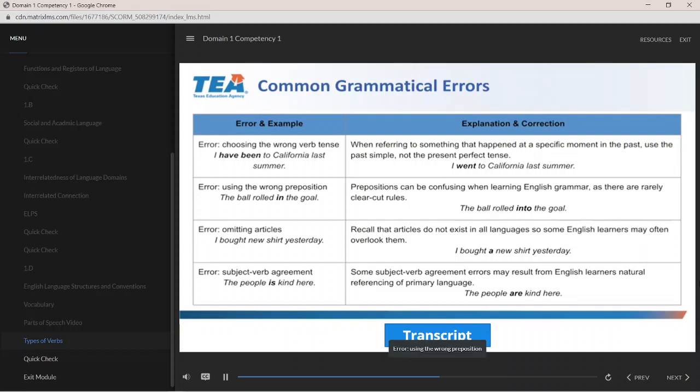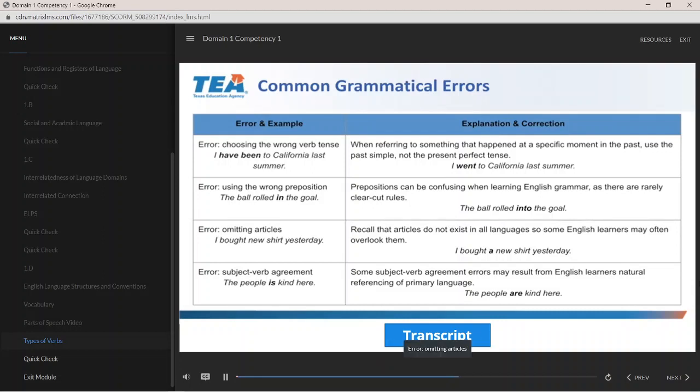Error, using the wrong preposition. Example, the ball rolled in the goal. Explanation, prepositions can be confusing when learning English grammar, as there are rarely clear-cut rules. Correction, the ball rolled into the goal.